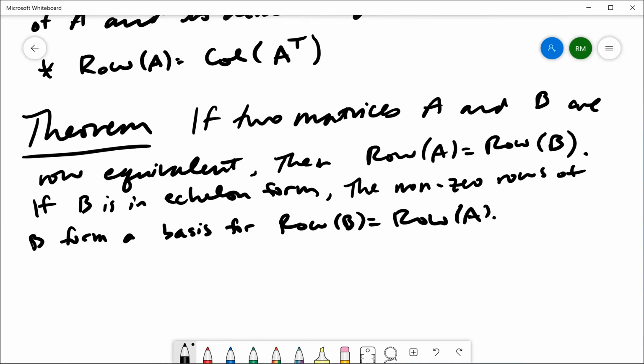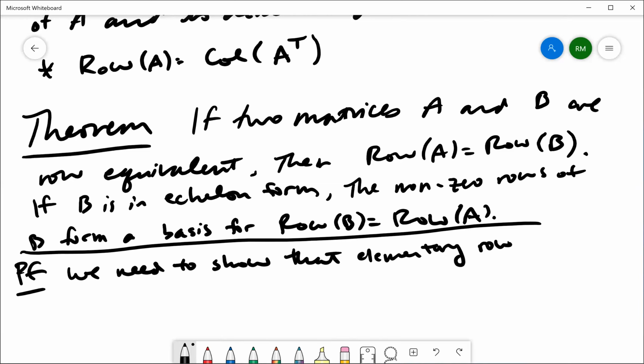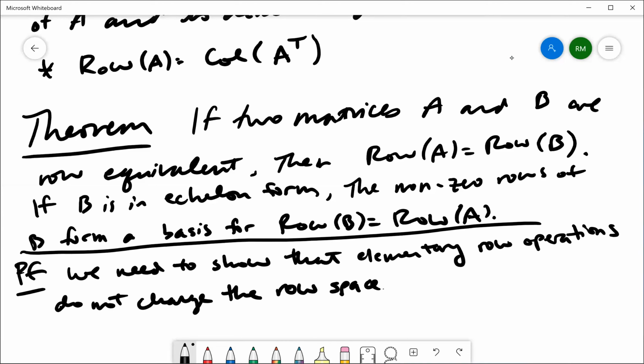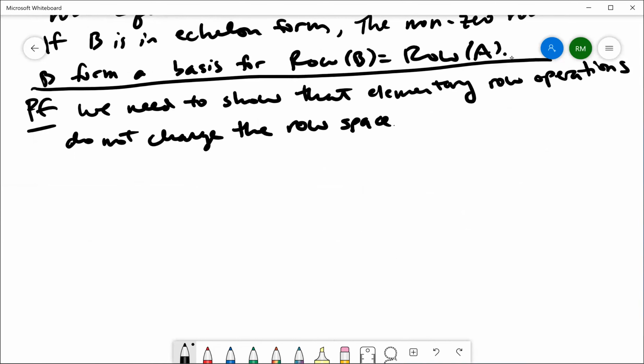Okay, so let's prove this. We need to show that the basic row operations do not change the span. So we need to show that elementary row operations do not change the row space. Okay, so let's talk about why this is true.